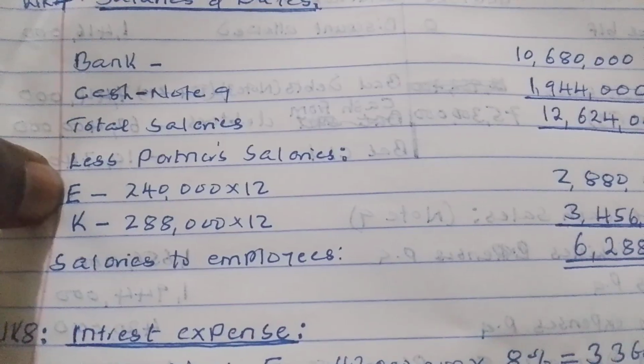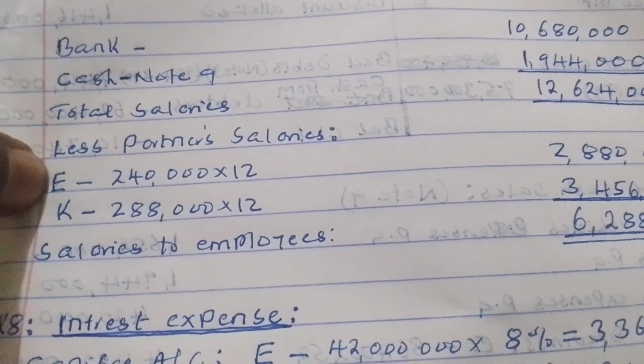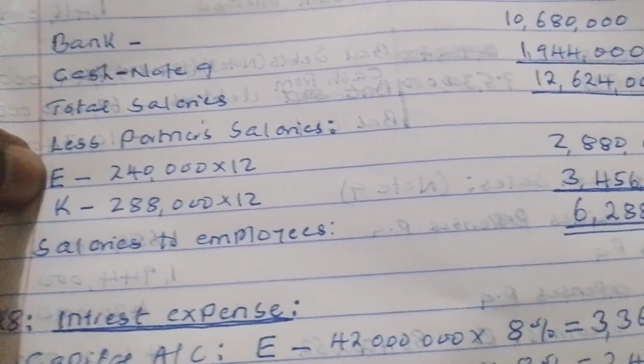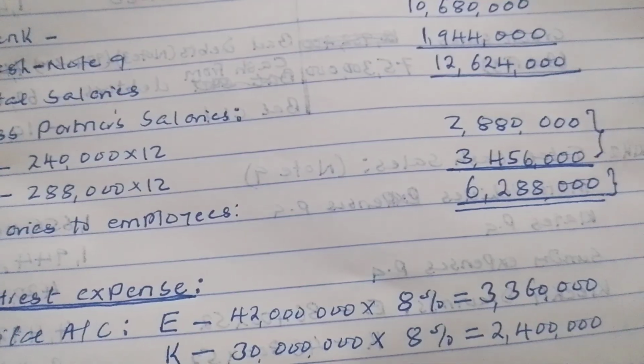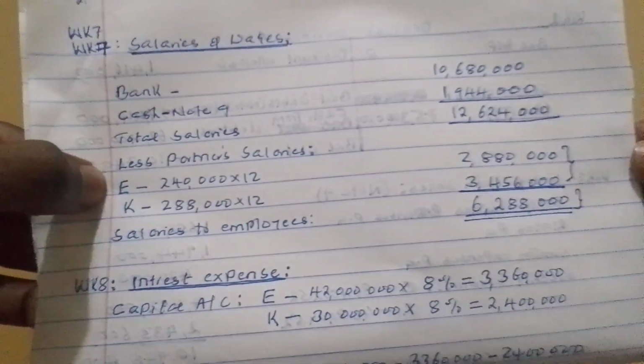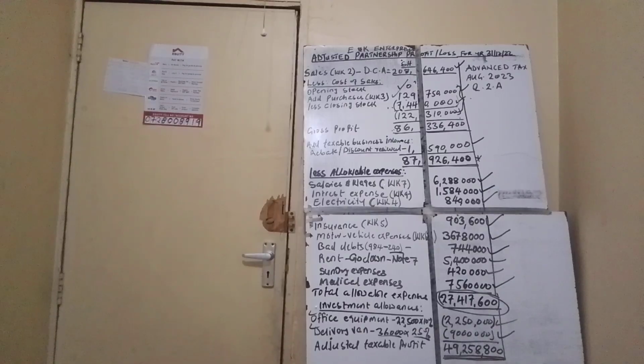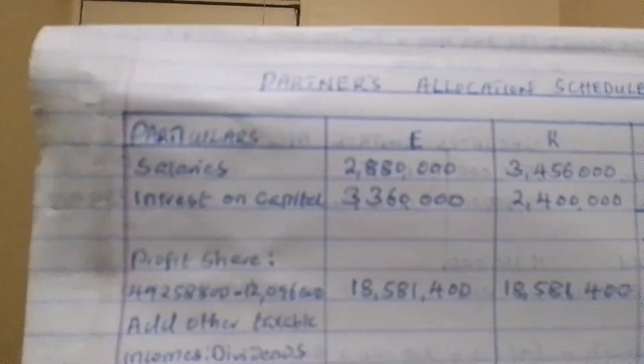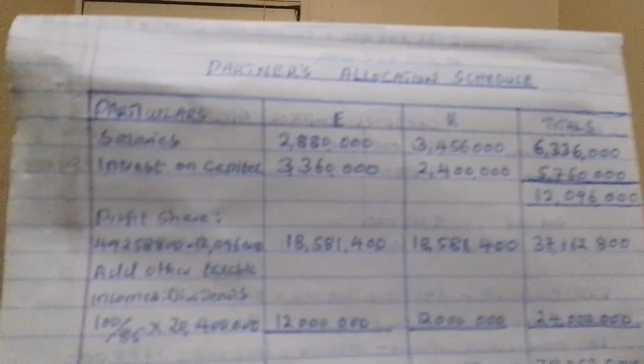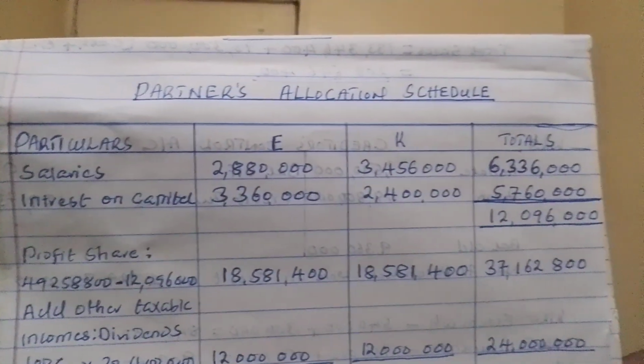You can see where my figure is: 240 times 12 and 288 times 12. That information had been given at the start of the question, their salaries per month. So remember, that is the salary that they are receiving.